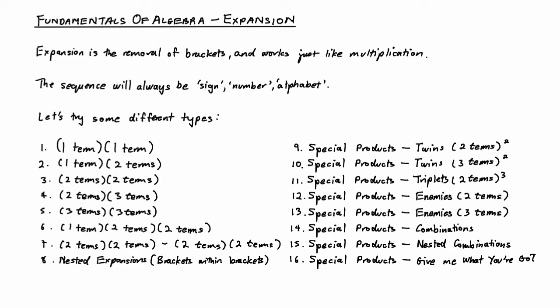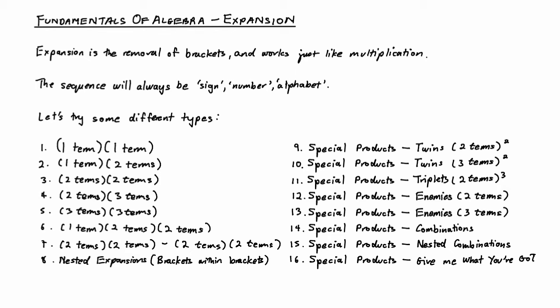Your sequence of expansion should always be sign, number, alphabet. Sign, number, alphabet. Okay? Sign, number, alphabet. Drill that into your head. Deal with the sign first, then deal with the number, and deal with the alphabet. Okay? And there's going to be 16 different kinds that we're going to do.